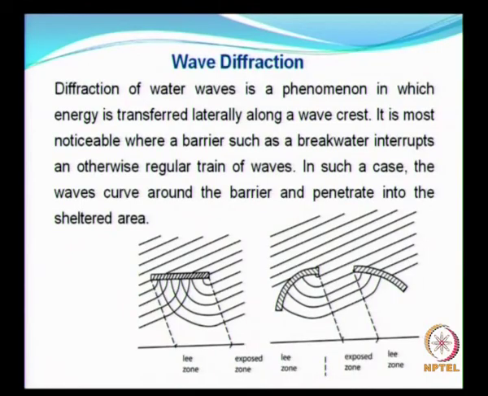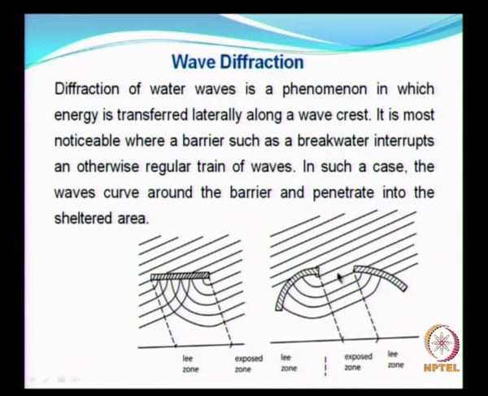Now we just look at the same diffraction phenomena with a pair of breakwaters. This is a classical example for when you try to develop an artificial harbor. So normally you have a gap wherein the vessels will move through the gap, and these are the two breakwaters which are likely to offer you the required tranquility inside the harbor basin.